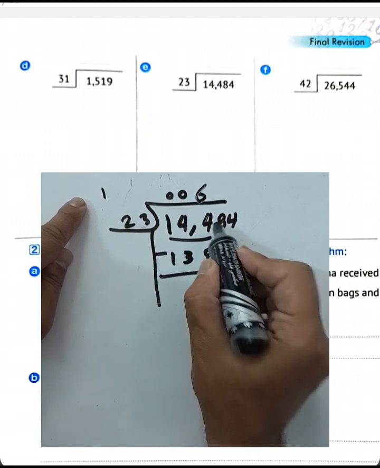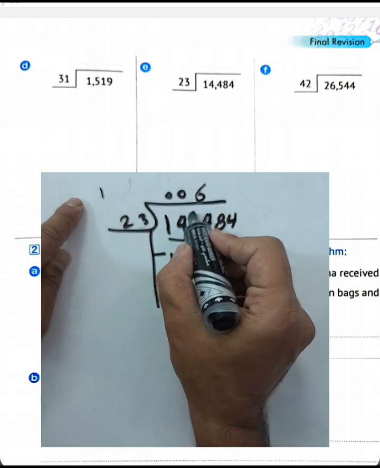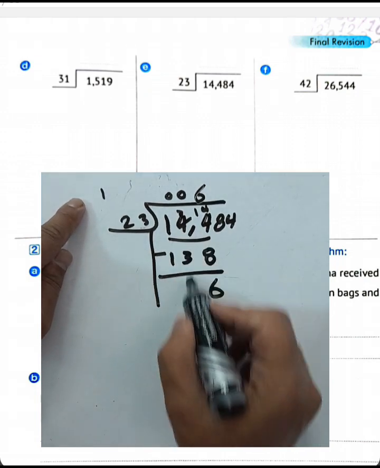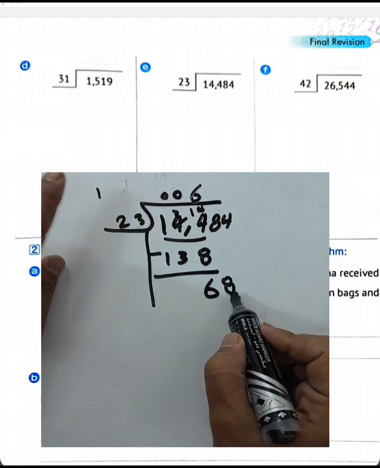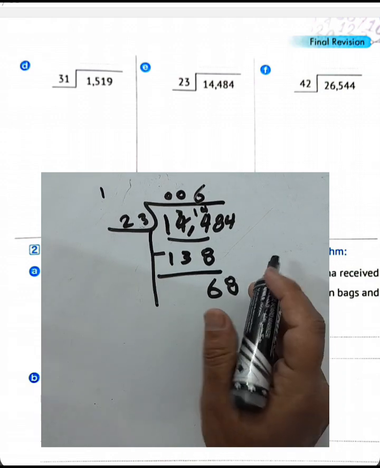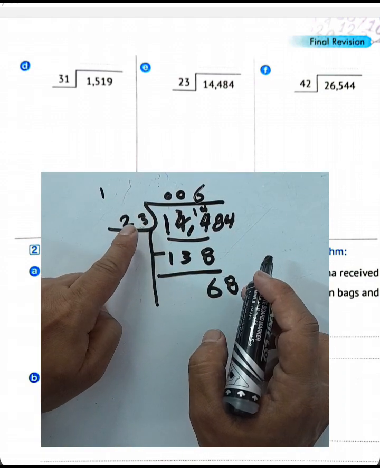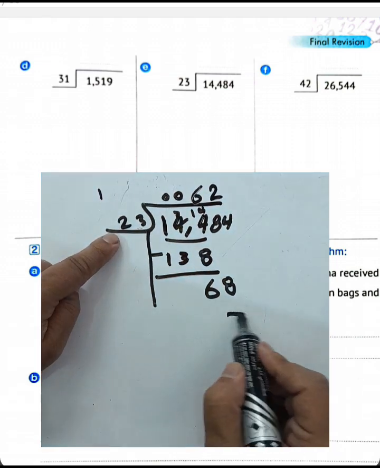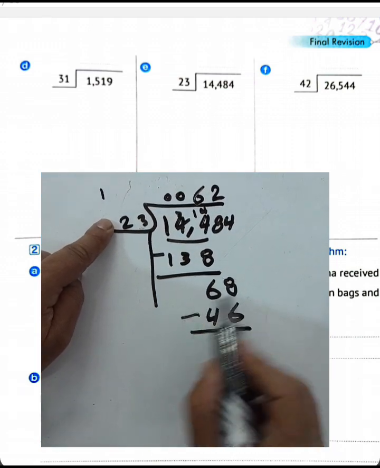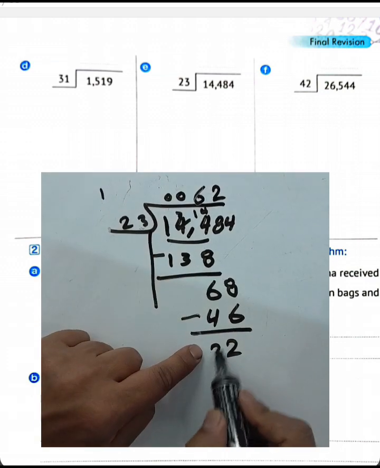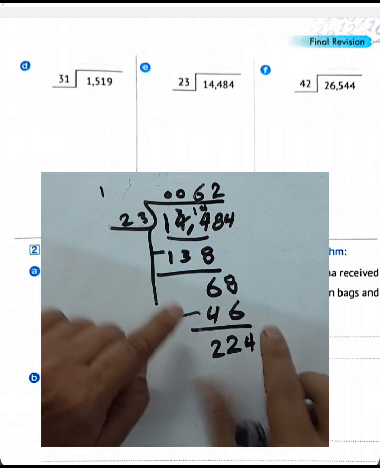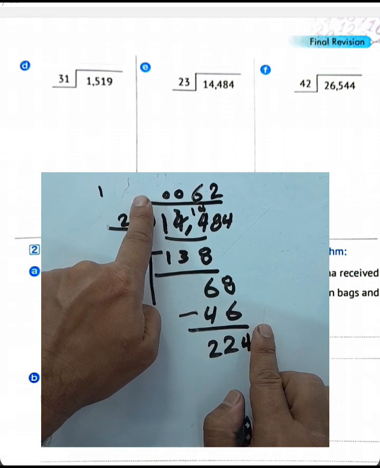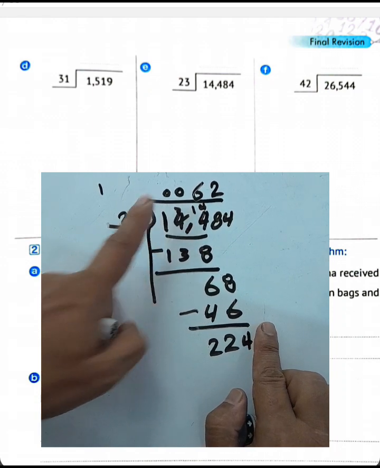Find the difference. 4 minus 8, we can't do it. It will be 14, and 14 minus 8 equals 6. 3 minus 3 equals 0, and then drop 8 here. 68 divided by 23 will be 3, but 3 times this number will be 69, which is greater. Multiplication by 2, it's raised to this number. 2 times 3 equals 6, 2 times 2 equals 4, 8 minus 6 equals 2, 6 minus 4 equals 2, and then drop 4 here. This is digit by digit. 22 divided by 2 is 7 with a remainder here. 3 times 7 equals 21.